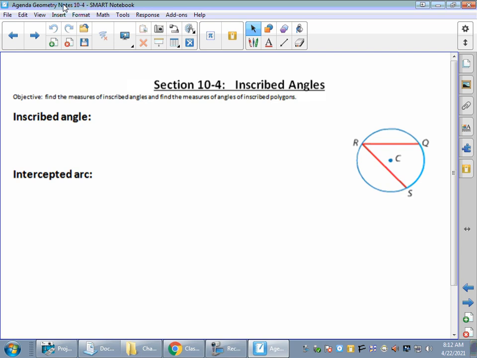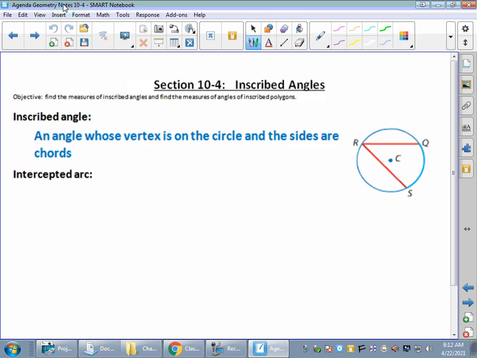This time, inscribed angles are angles whose vertex is on the circle, and each one of the sides is a chord. Notice in this angle, R is the vertex. RQ is a chord and RS is a chord. So I can say angle QRS is an inscribed angle. That's really important. You have to look where the vertex is.